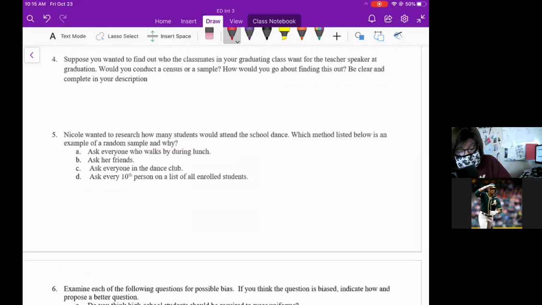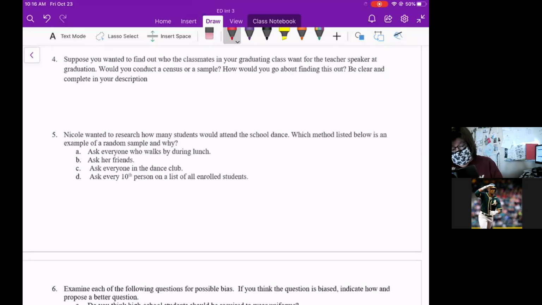Nicole wanted to research how many students would attend the school dance. Which method listed below is an example of a random sample and why? She asked everybody who walks by during lunch. No, that's what kind of a convenience. She asked her friends. That's another convenience, isn't it? Ask everyone in a dance club. They'd be a little bit biased because if they are at the dance club, then they like to dance, don't they? Ask every 10th person on a list of all enrolled students.